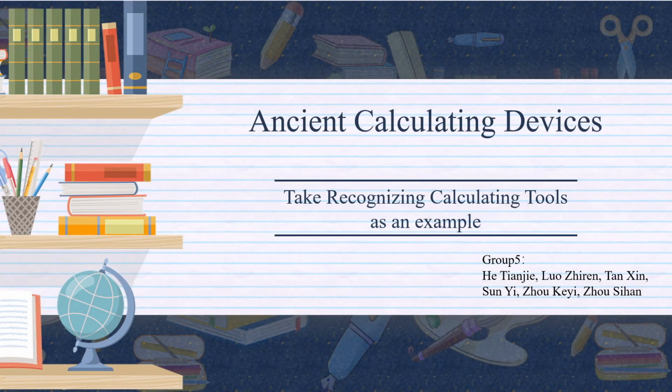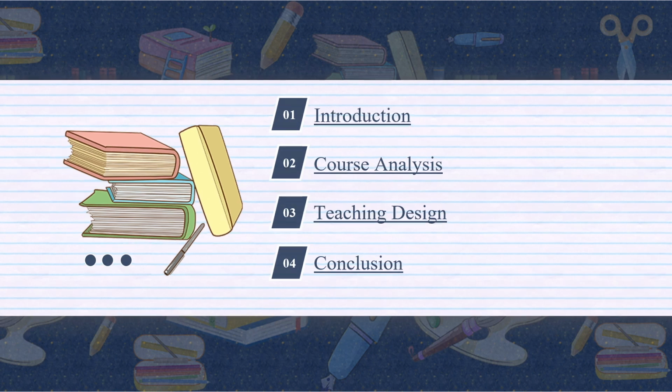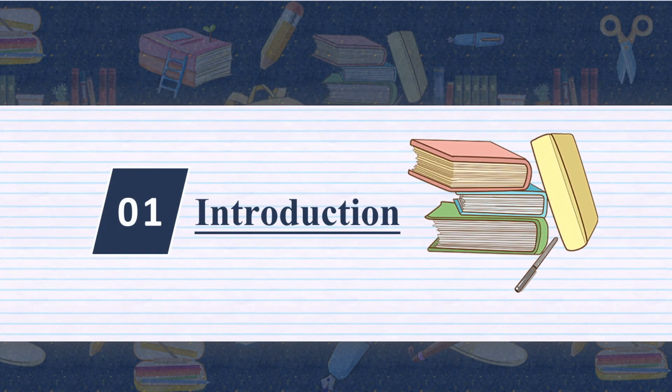Our group is talking about the Asian calculating devices. Take recognizing calculating tools as an example. We will talk about 4 parts. Introduction.